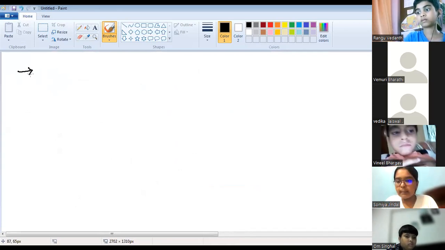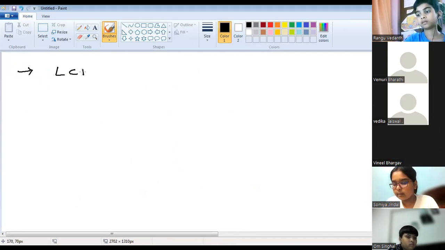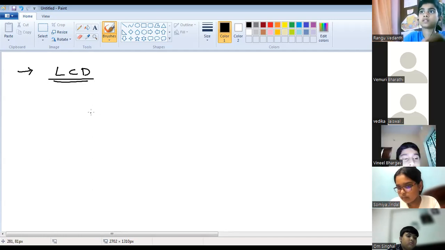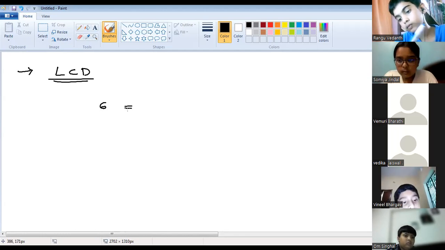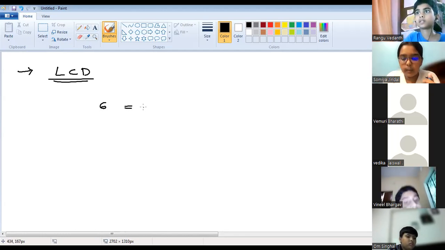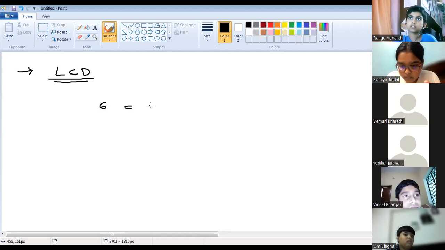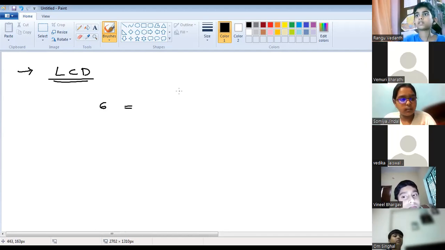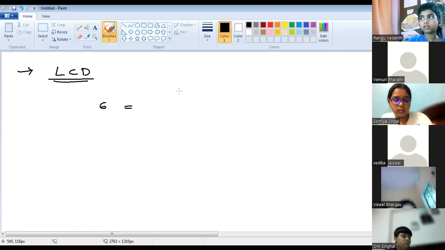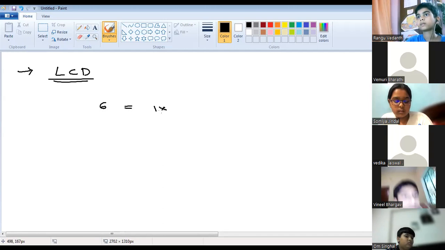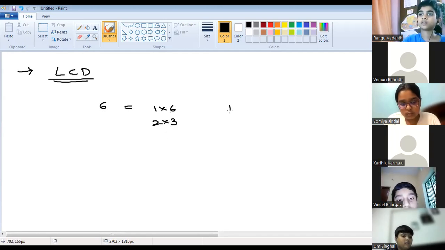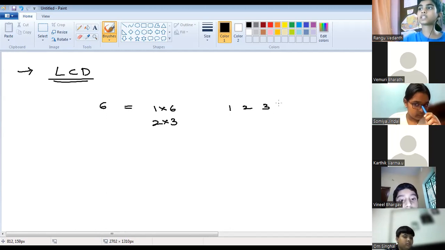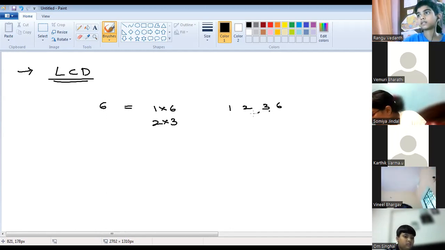Next thing, what is the LCD? Least common divisor. Suppose my numbers are, I'm taking 6. What are the factors of 6, my dear? One minute, children, I'll come to you. Let me explain what LCD is. First of all, what are the factors of 6? You can write 6 as 1 into 6, 2 into 3. So 1, 2, 3 and 6. Yes.